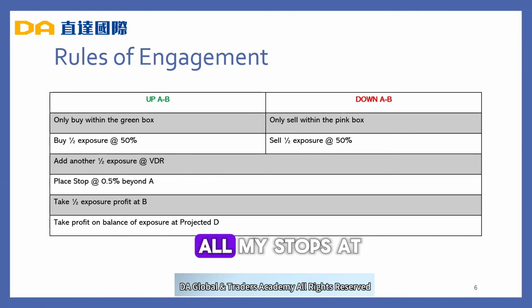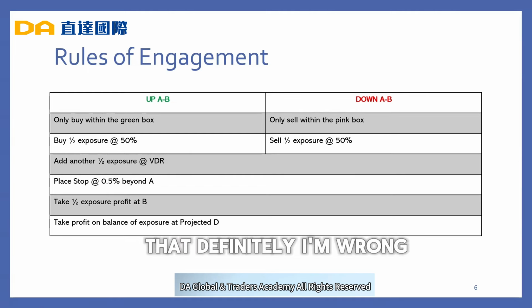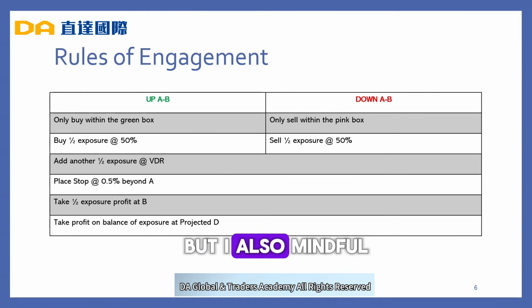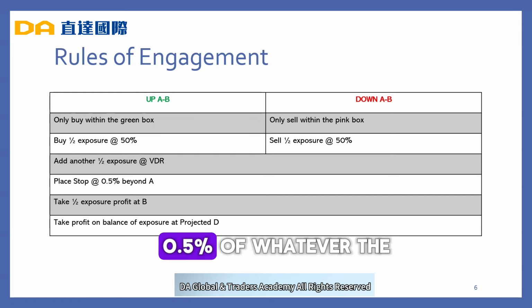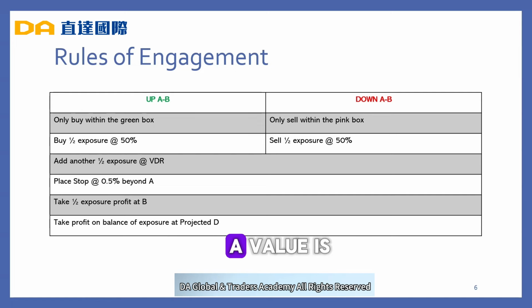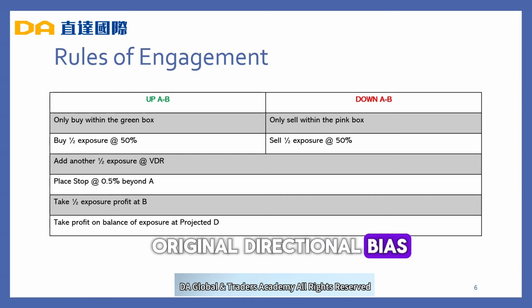Now, I want to put all my stops beyond A, okay? If price goes beyond A, then definitely I'm wrong, but I'm also mindful of the fact that there will be some attempts to do a fake move. So I'm going to place a little bit of buffer, which is not very far away, 0.5% of whatever the A value is.